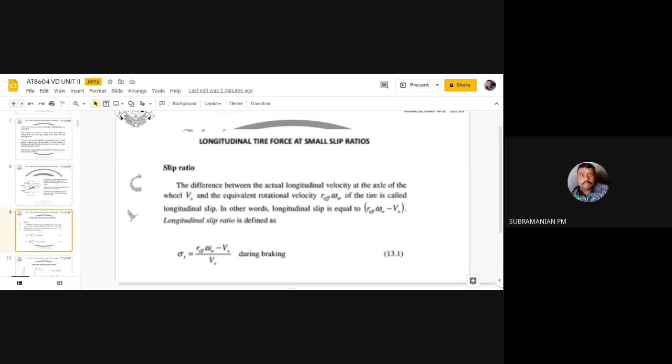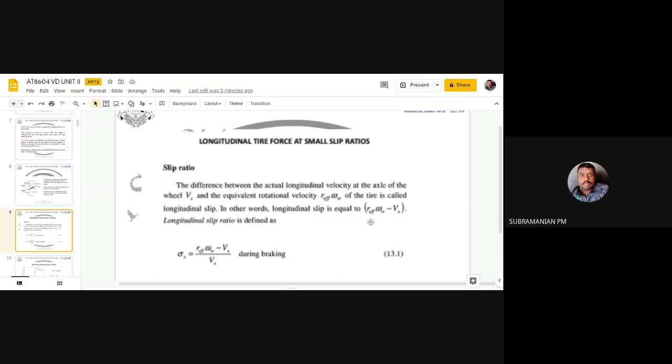That is, you might know it in engineering mechanics. Linear velocity v is equal to the radius multiplied by angular velocity. So r omega minus v, that will give what? Slip. So the difference between the rotational velocity, that is the equivalent rotational velocity, r into omega. Here suffix w denotes wheel, and r effective stands for the effective radius of the tire.